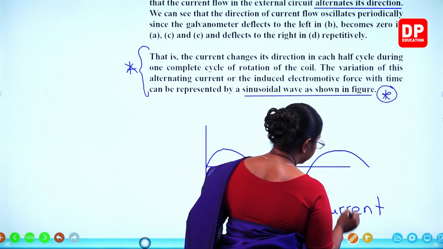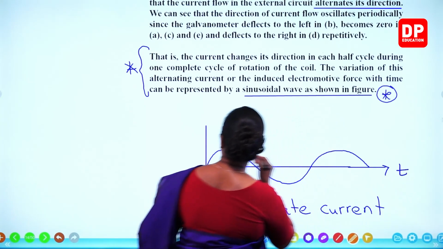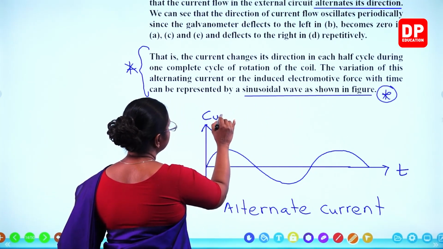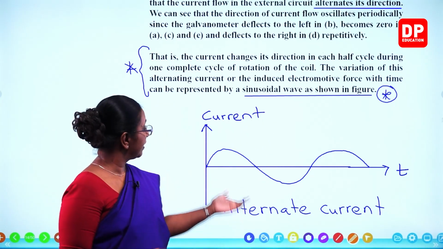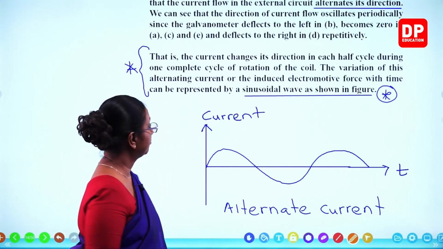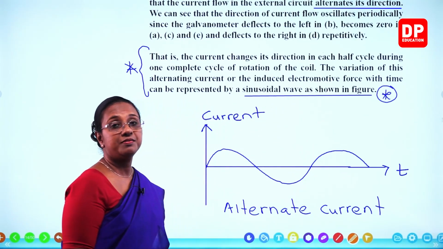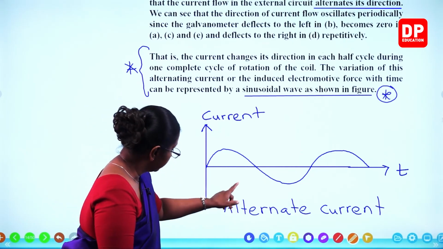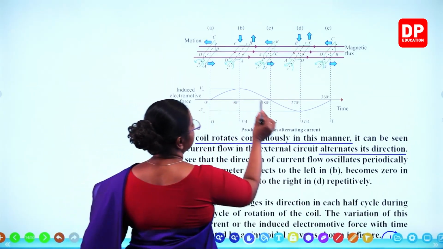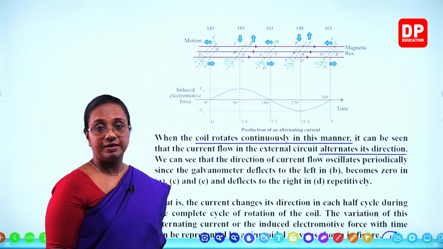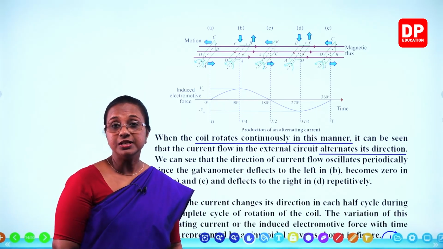You will have the time, and that is going to be the current produced by the induced electromotive force. So the sinusoidal wave means this type of wave. Is that clear? So the same wave is shown here also. Here you can see this is the sinusoidal wave. Is that clear? So with that, we'll move on to the next slide.